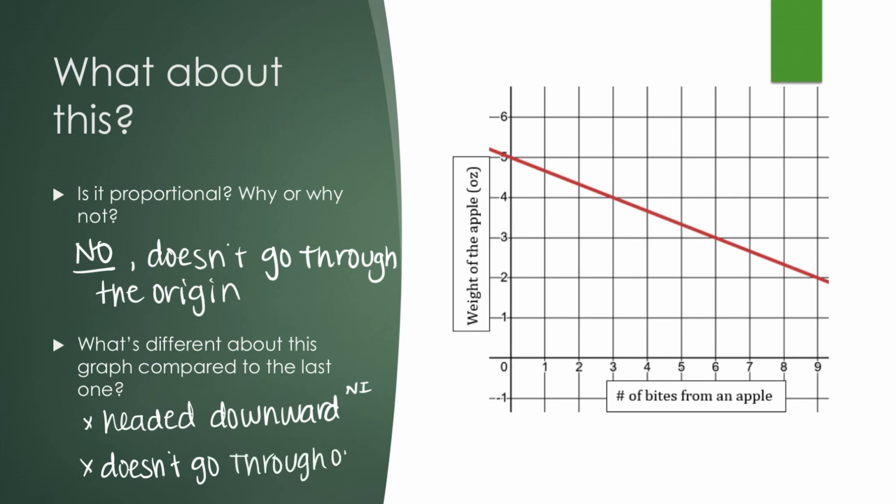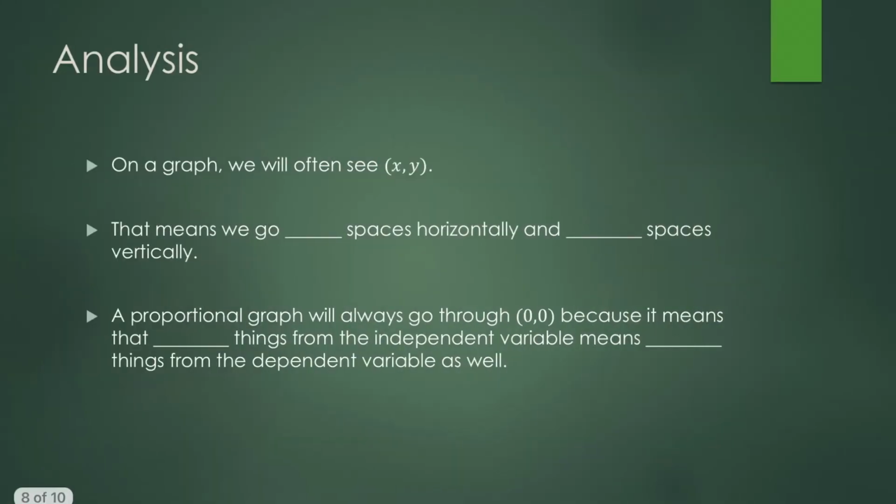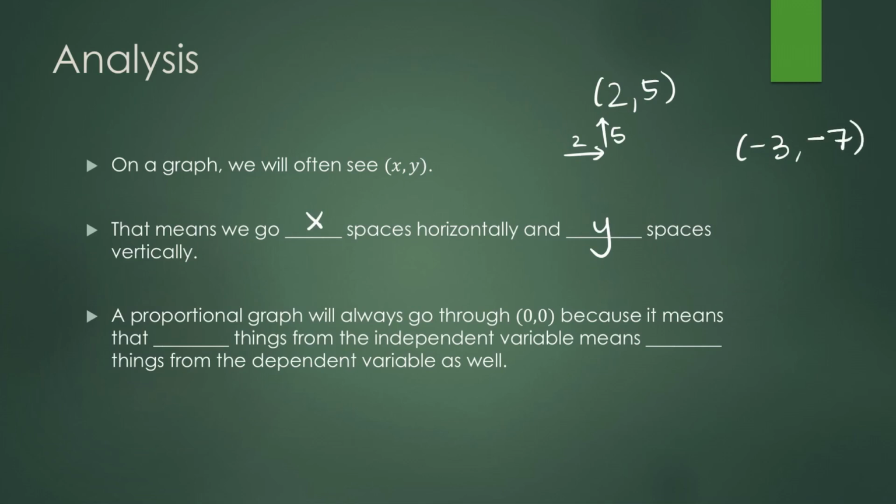Like we just said, on a graph we will often see x, y. Kind of like how I said before, that means we go x spaces horizontally and y spaces vertically. So if I see 2, 5, that means I go 2 this way and 5 up. Or if I say -3, -7, the negative means I go the opposite direction.